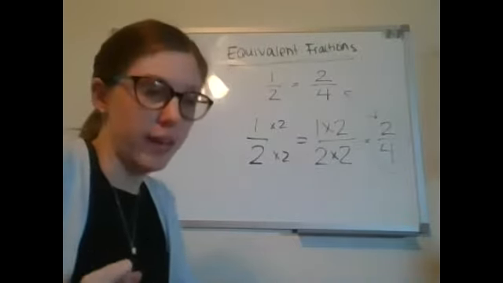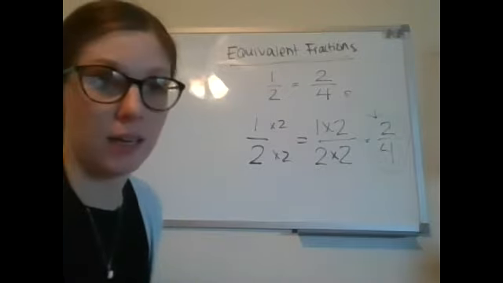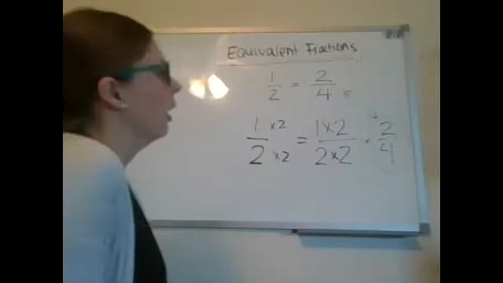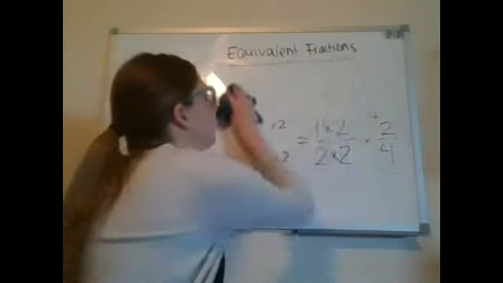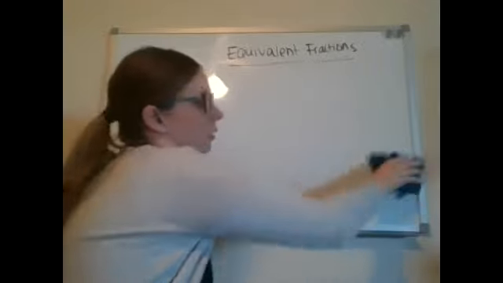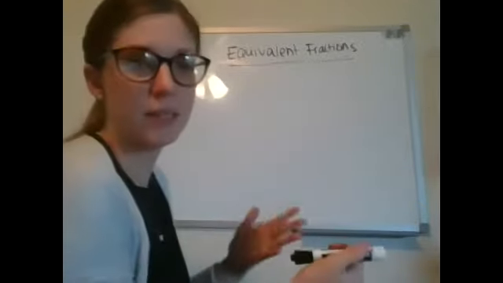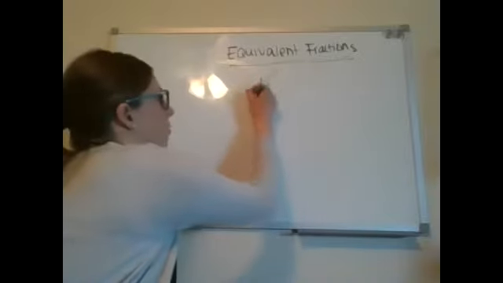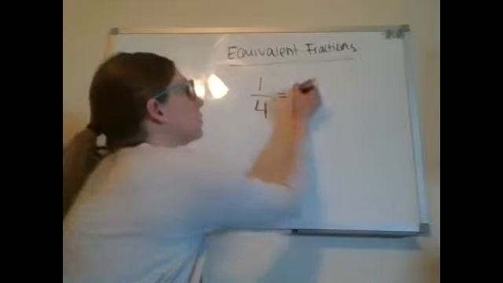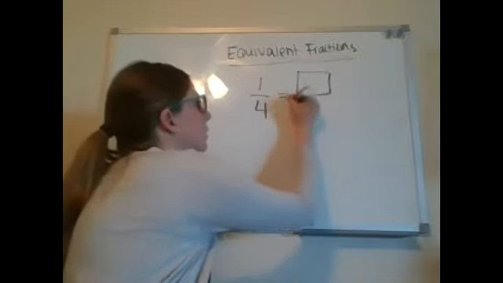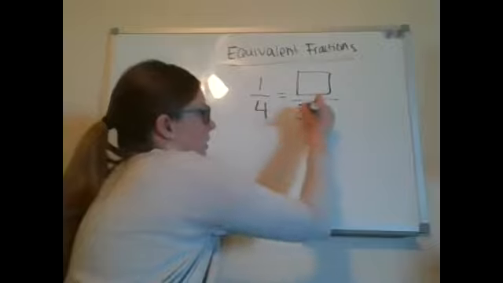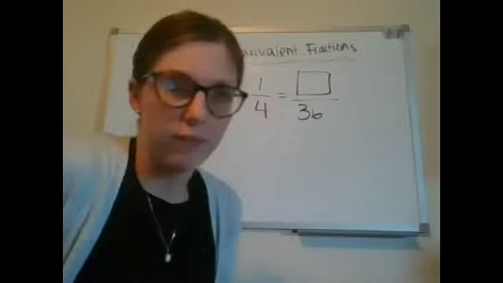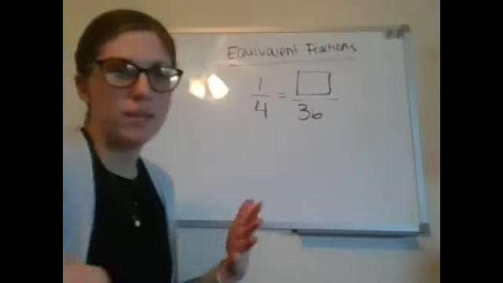Okay, so today we're going to just do some examples of finding the equivalent fraction, okay? So how's it going to look? We're going to find the missing part of an equivalent fraction. So it's going to look something like this. Say I have 1/4 equals something over 36.